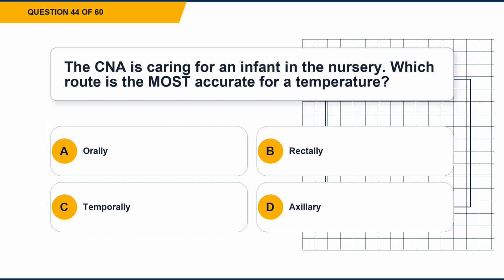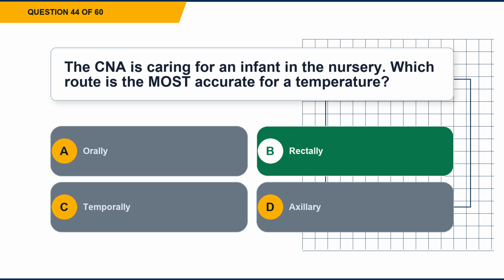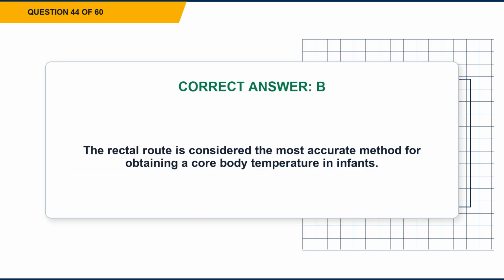Question 44. The CNA is caring for an infant in the nursery. Which route is the most accurate for a temperature? Option A, orally. Option B, rectally. Option C, temporally. Option D, axillary. The correct answer is option B, rectally. Explanation. The rectal route is considered the most accurate method for obtaining a core body temperature in infants.